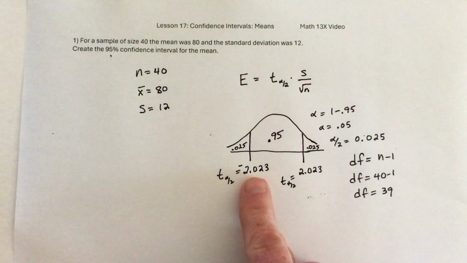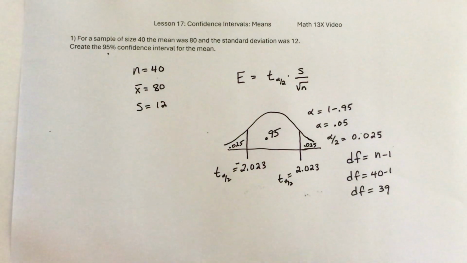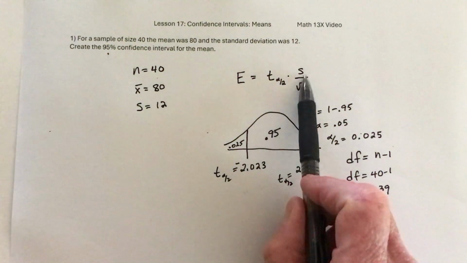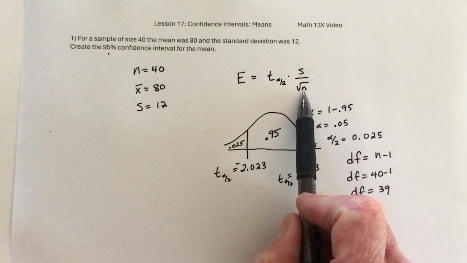Okay, the next part with using the formula is do that. So this is going to be the 2.023, this will be the 12, and this will be the square root of 40.